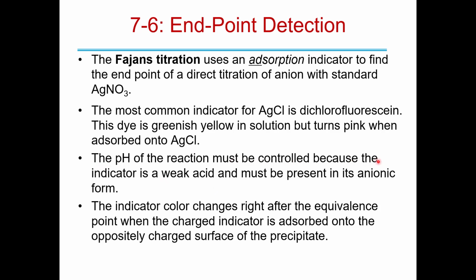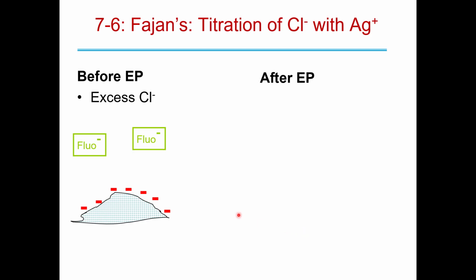So the pH has to be controlled a little bit because the indicator is a weak acid, and you have to make sure it's in the right protonation state. All right, so we have to be careful about that. That's just an experimental design factor that we have to worry about a little bit. And the indicator color changes right after the equivalence point when the charged indicator is adsorbed onto the oppositely charged surface. So the endpoint is going to be right at, maybe slightly after that equivalence point. So yeah, let's go in and take a look at how that works.